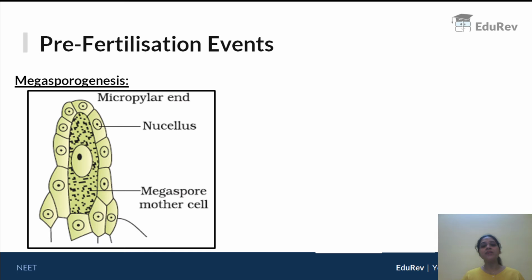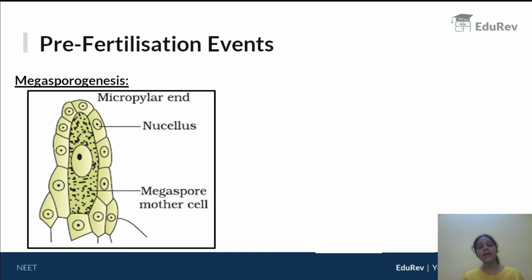Now, in order to understand megasporogenesis, we must recall that in the ovule of the plant, we have the presence of a lot of nutritive cells called the nucellus cells. So very clearly in our figure, we can see a whole lot of nucellus cells there. However, one of these nucellus cells, just one, not all, starts becoming a little more specialized as compared to the others.